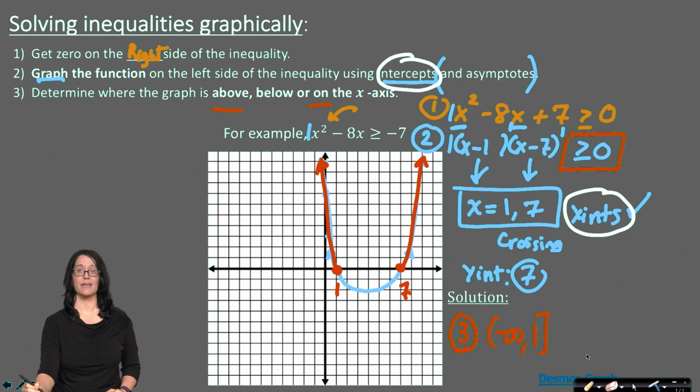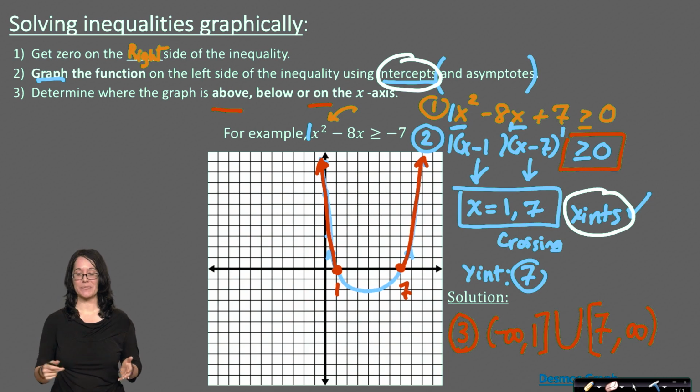I would use a bracket because I'm allowed to exist at 1, since that would create an output equal to 0. Or the union symbol, any input starting at 7 or higher, 7 to infinity, using brackets indicating I can have an input of 7 because that creates an output of 0, which is allowed.